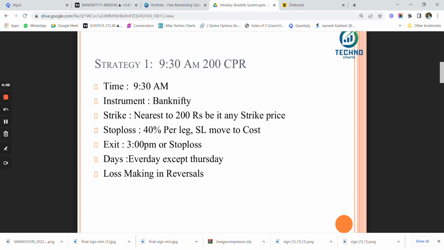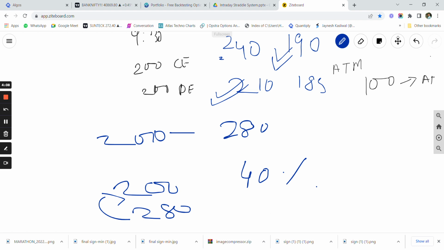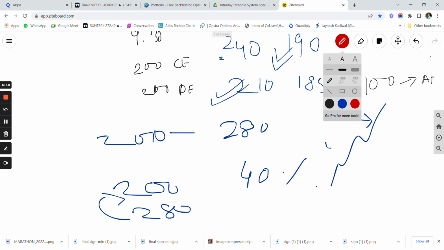This strategy would be loss making in reversals, because obviously if we have a system like this where the stop loss first gets hit on the call side, and then the stop loss gets hit on the put side if the stock or index, here Bank Nifty, falls again, right?